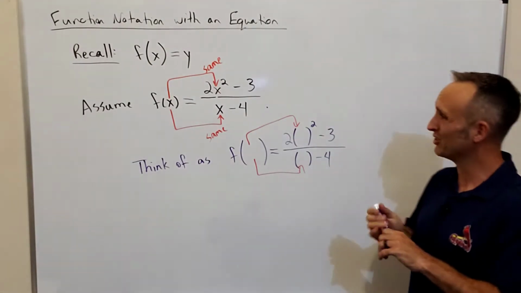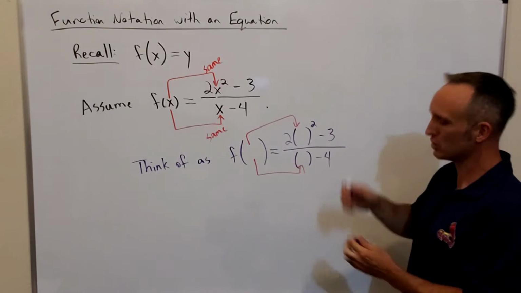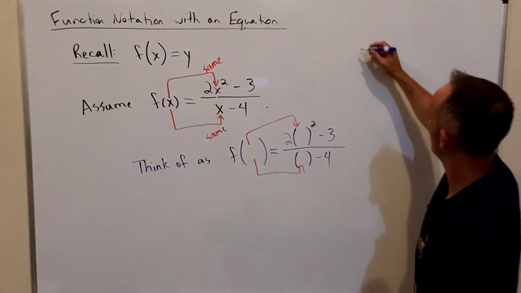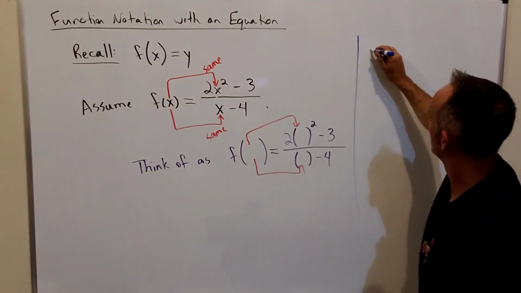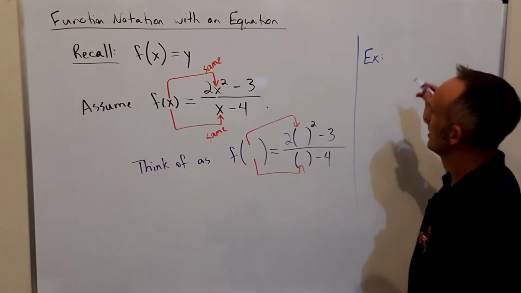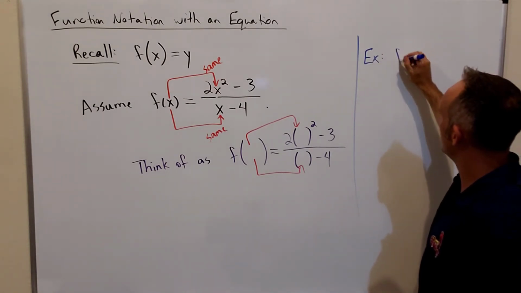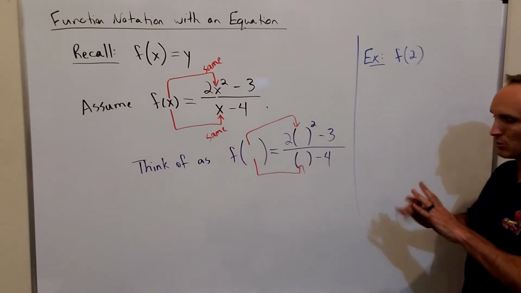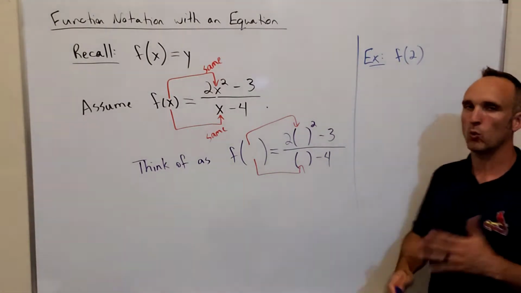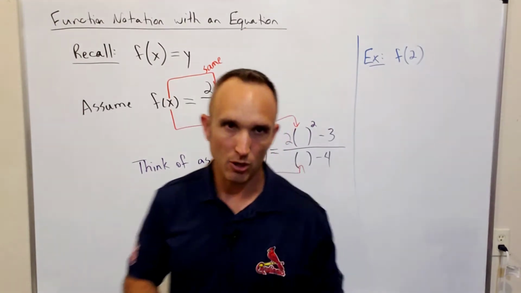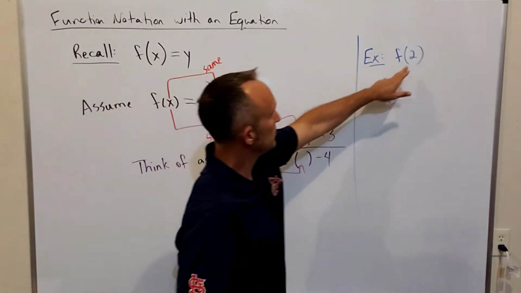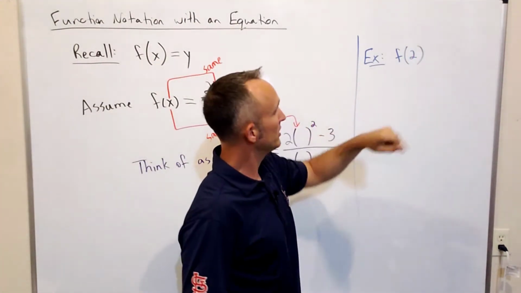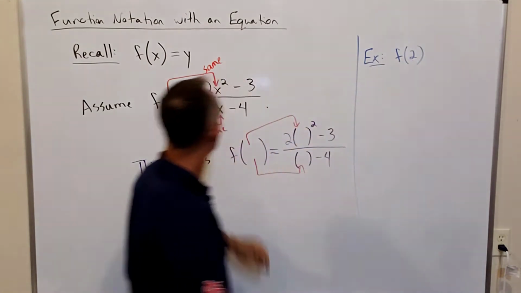Now let's do a particular example with this function where we actually calculate an output. So let's do an example. Let's see if we can determine the value of f of 2. And so what this means is f of 2 means y value. It means output. So what we need to do is, since 2 is in parentheses, we know that's the input. We need to input 2 to this function.